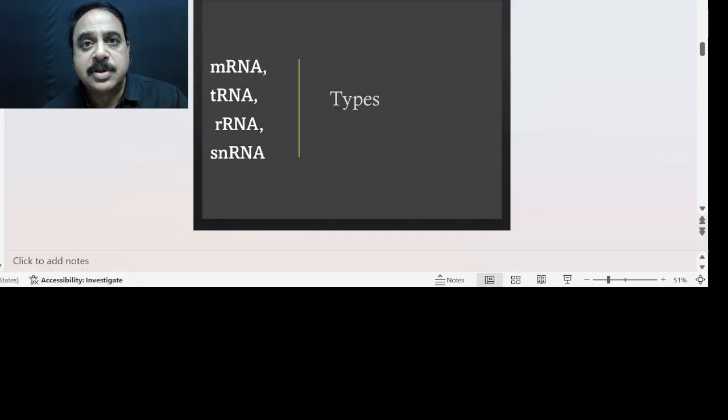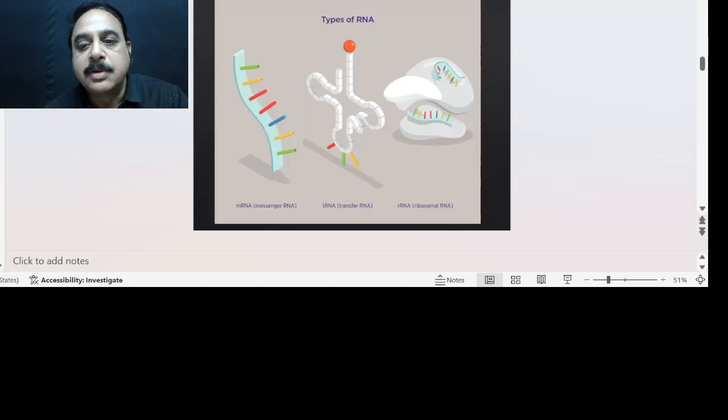And what are the various types of RNA present? The different types of RNA are messenger RNA, transfer RNA, ribosomal RNA, and snRNA. What do these abbreviations stand for? The messenger RNA is the one which carries the code. The transfer RNA is the one which brings amino acids. The ribosomal RNA is the ribosome component, and snRNA is involved in processing. So these are the different types of RNA we have, and they differ based on their shape.